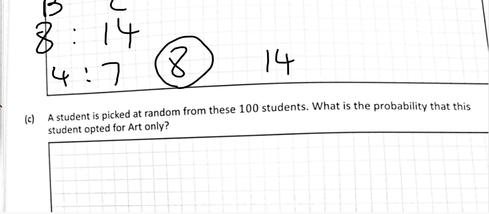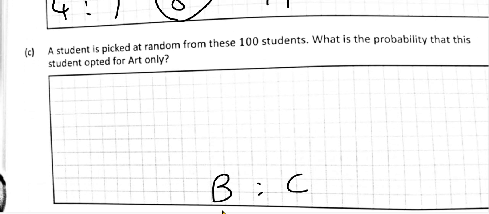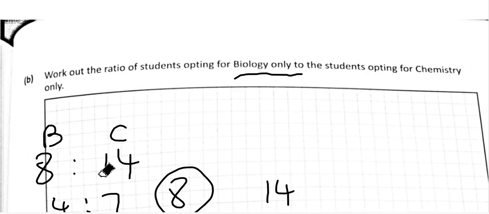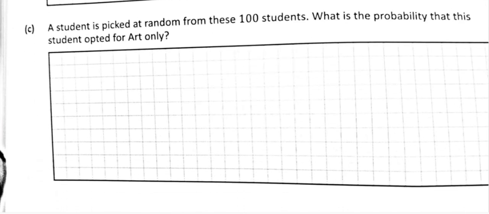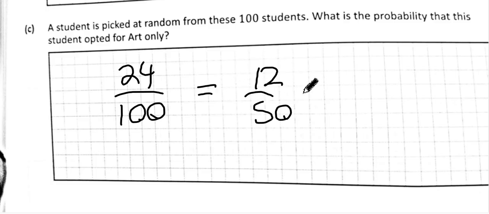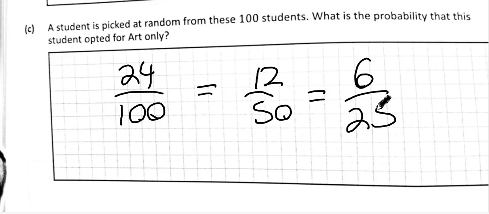Okay, part C. A student is picked at random from these 100 students. What's the probability they did art only? Well, how many are in art only again? Oh, you could have done this question even if you got all the other questions wrong. Imagine not doing this question just because you got the other ones wrong. The answer is 24 out of 100, which is divided by 2, 12 over 50, which is 6 out of 25. Your calculator will do that for you.